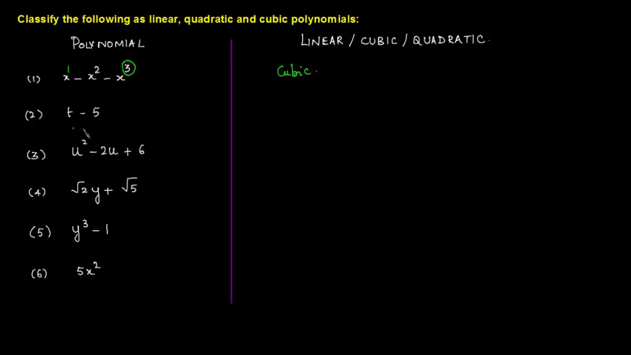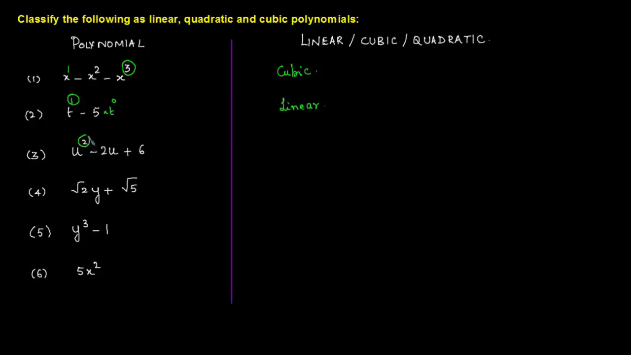Now on to the next one. You have t minus 5. Which is the variable here? The variable here is t. This is a polynomial in a single variable t, and t has been raised to the power 1, and here 5 is t power 0. So 5 into t to the power 0. Therefore here the degree is 1, which implies that it is a linear polynomial.